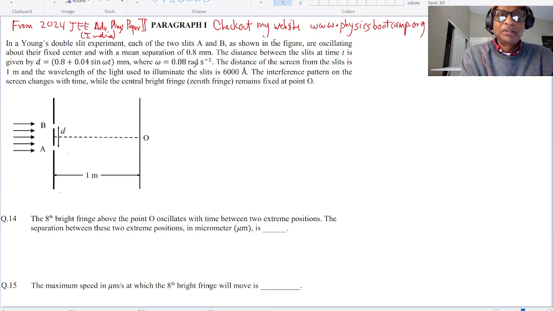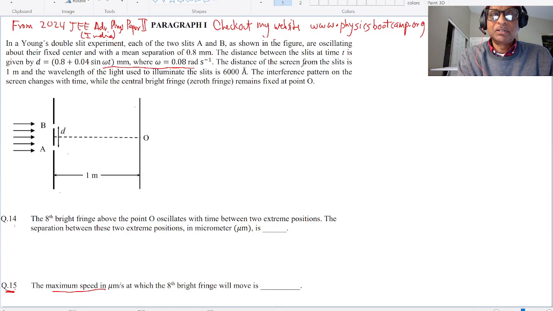Okay, so slits at time t is this, and it tells you the range in which slits can move around and at what frequency. And this detail of time dependence is important for question 15. That's where the time part is, maximum speed. Part 14 is just for fixed slits. So we'll see how that plays out.